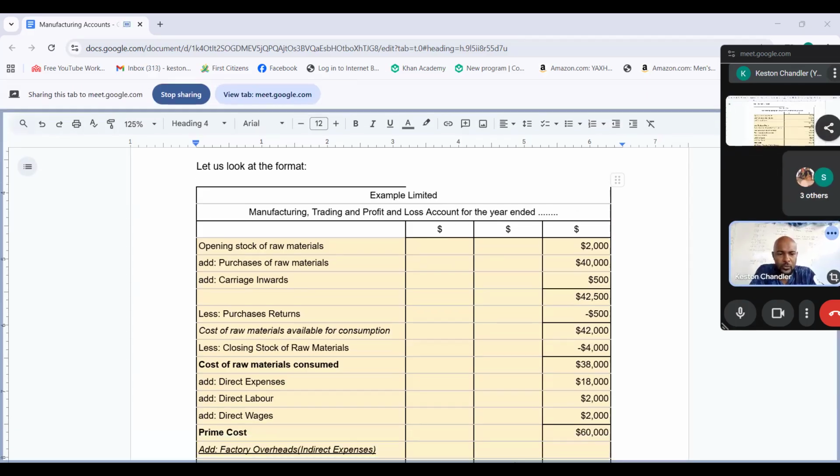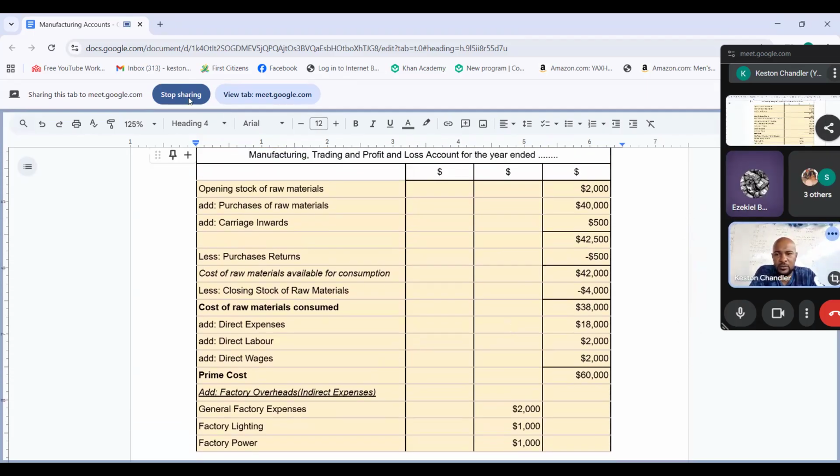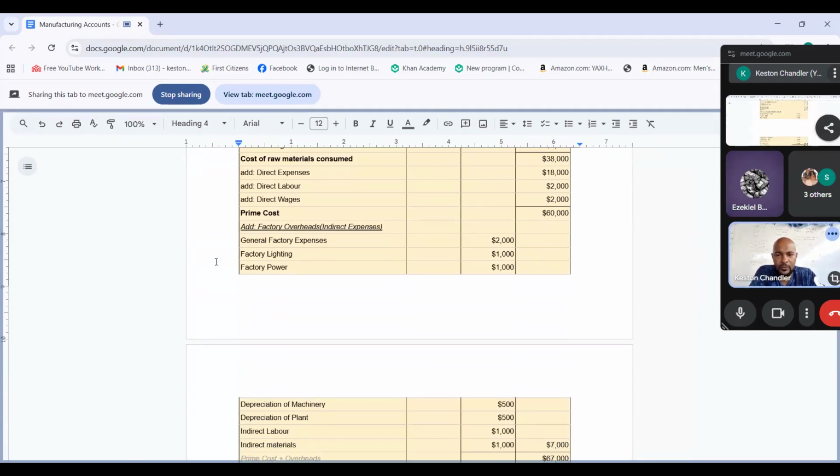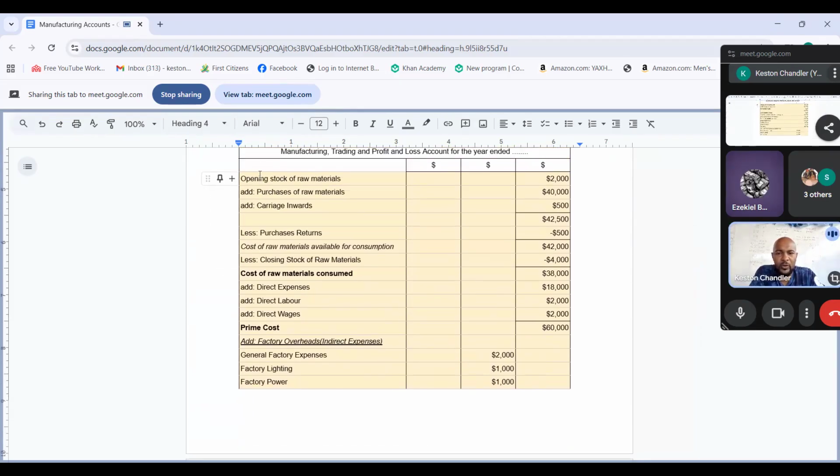Right. Use this instead for this part here. So let's look at the manufacturing account. The first part of the manufacturing account is going to be used to calculate what we refer to as the prime cost. The prime cost is going to look at all of the direct expenses only.